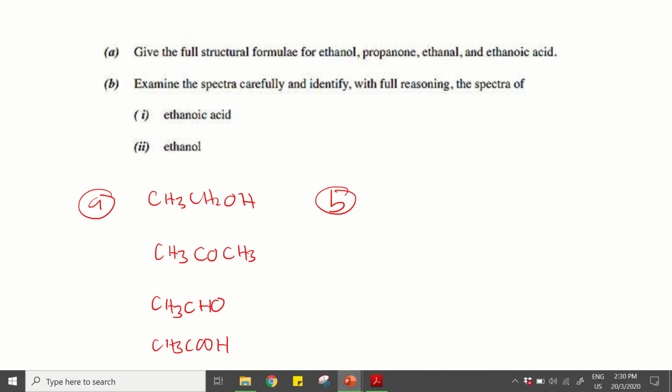Let's look at B. Examine the spectra carefully and identify, with full reasoning, the spectrum for ethanoic acid. So ethanoic acid. So what is the structure of ethanoic acid?